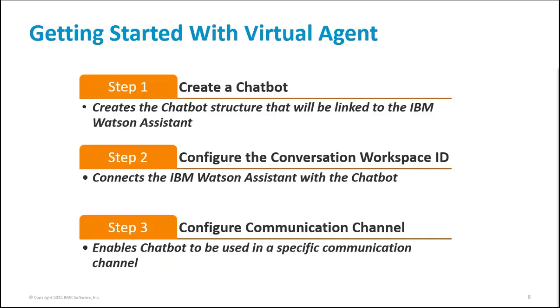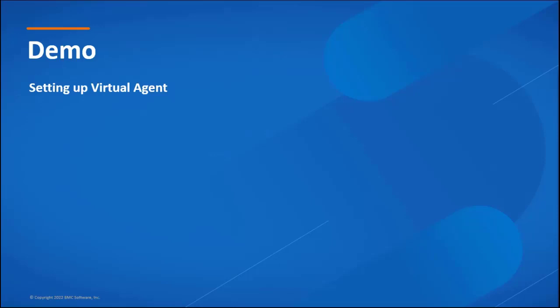After reviewing the IBM Watson key concepts, let's see how to set up our virtual agent. There are three main steps involved in this activity. Step 1. Create our chatbot in Innovation Studio. Step 2. Connect the IBM Watson Assistant to our chatbot using its workspace ID. And Step 3. Configure the chatbot to work with a channel. Let's see how this is done in our next demo.